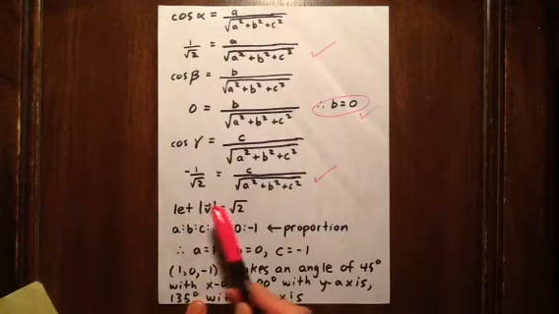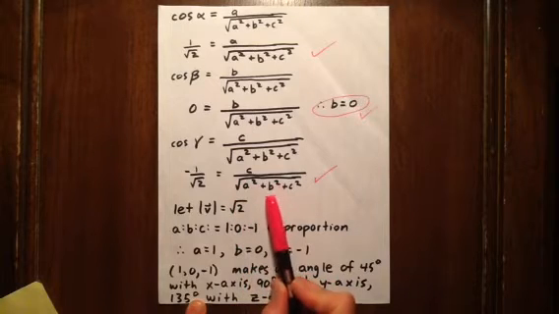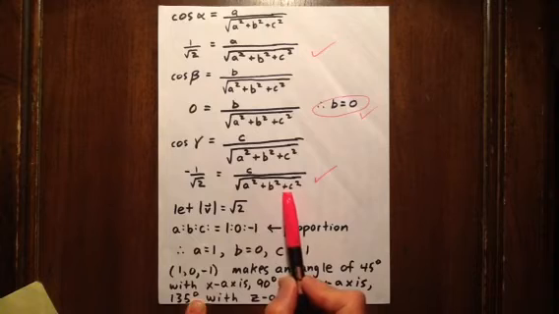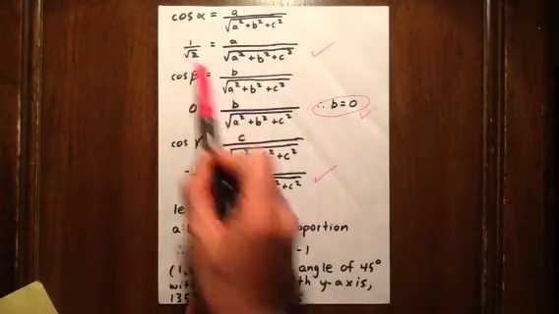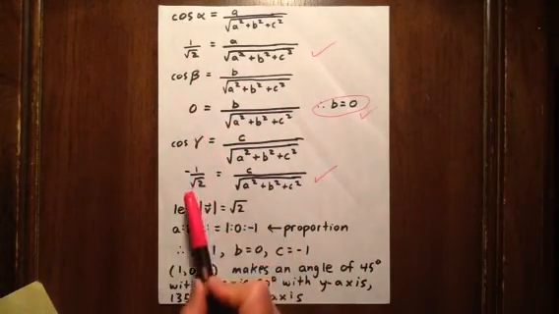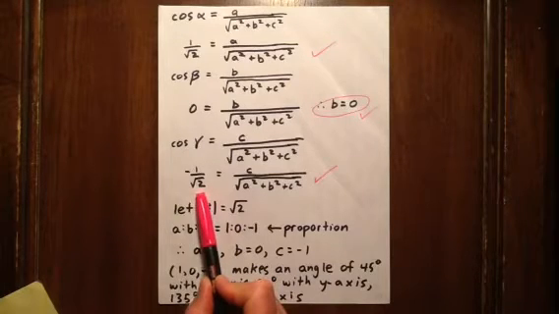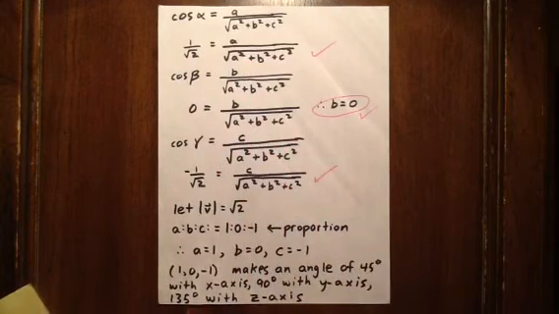But the reason why is because our denominators are the magnitude of the vector. The square root of a squared plus b squared plus c squared is the magnitude of v. And our denominators here are root 2 and root 2. We already know that b equals 0. So we're looking for a and c, and if we let the denominator be root 2, we're basically saying let the magnitude be root 2, and there's nothing wrong with that.